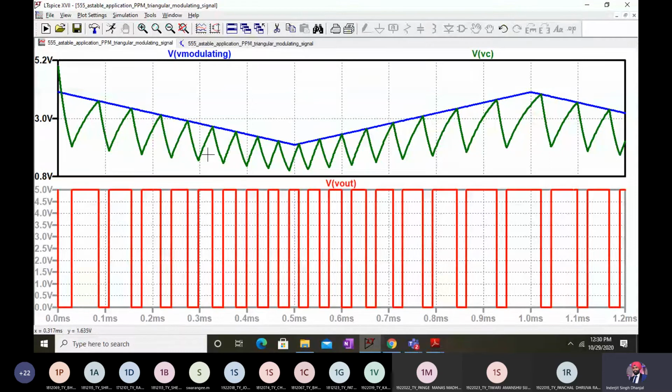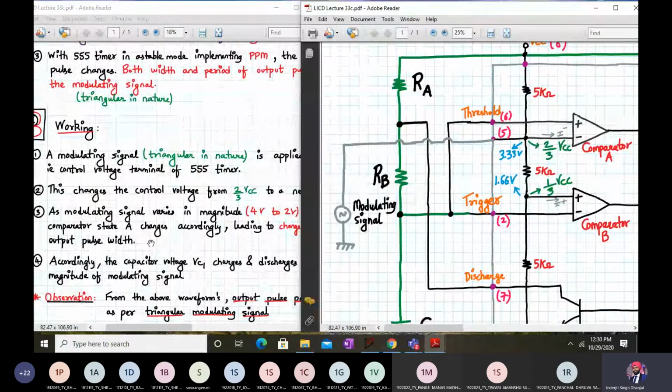The capacitor voltage, accordingly the upper value, that is the charging phase, the maximum charging voltage, will keep on changing as per the modulating signal. So that is exactly what is happening here.